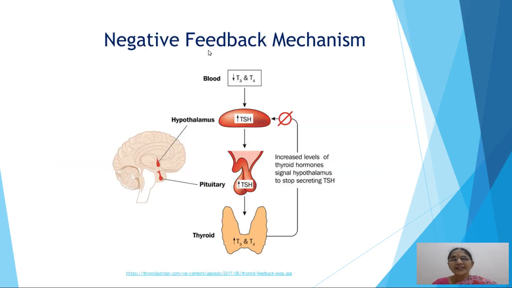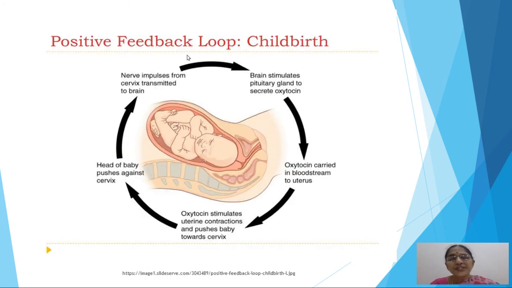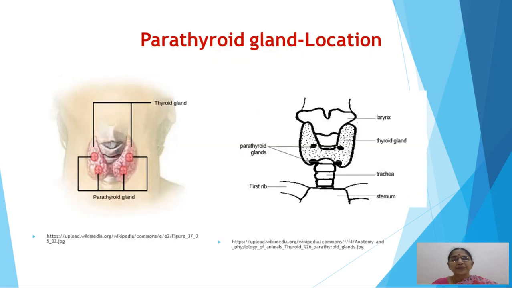This is the typical example of negative feedback mechanism where the thyroid hormones are regulated by the TSH hormone produced by the pituitary gland. In this case, when the level of one hormone increases, the level of other hormone decreases. Coming to the positive feedback mechanism, best example is the production of oxytocin, which is released at the time of delivery of the baby. Next, coming to the parathyroid gland, it is associated with the thyroid glands.